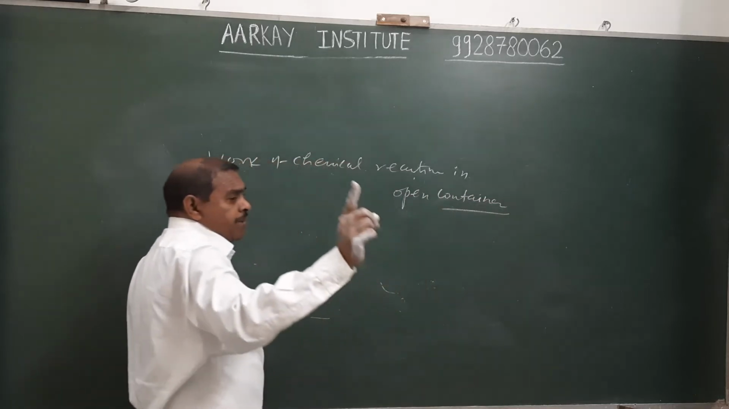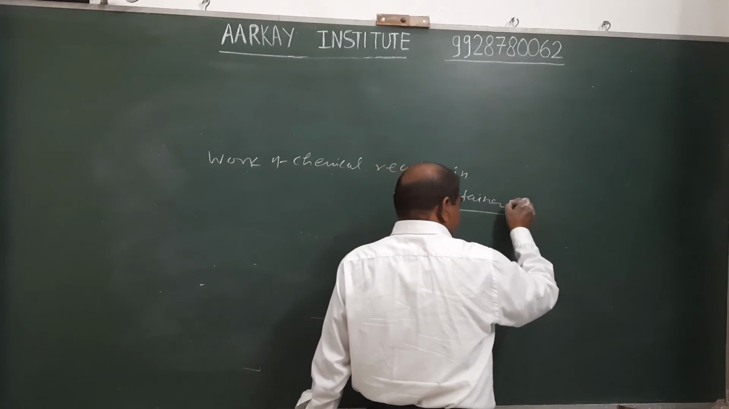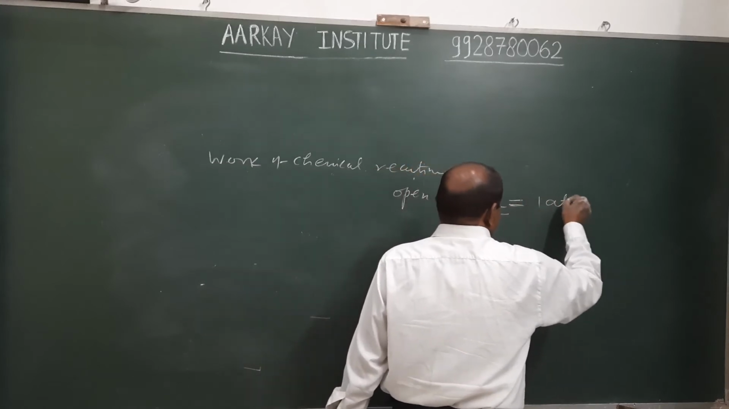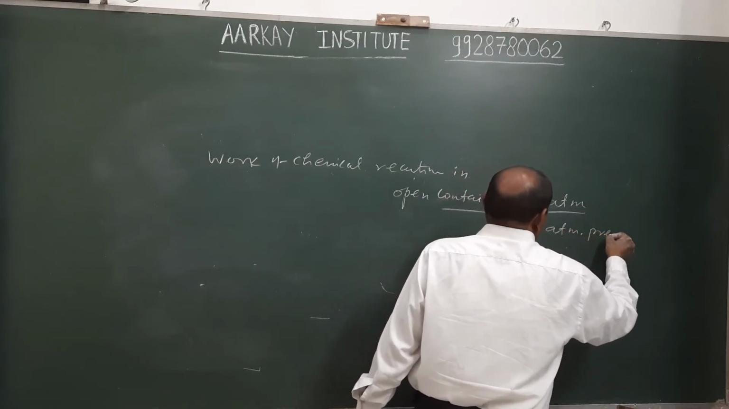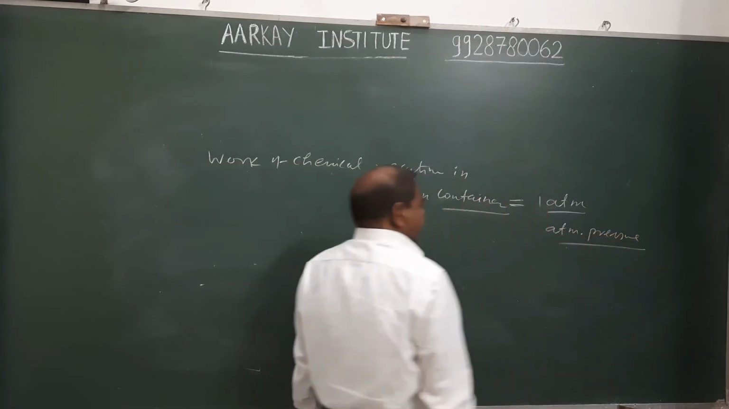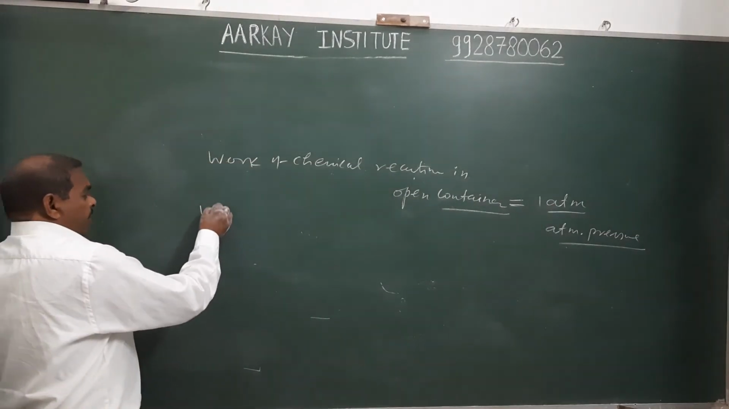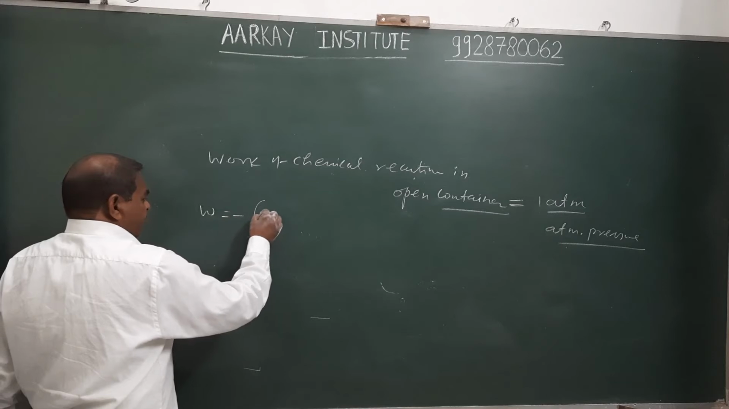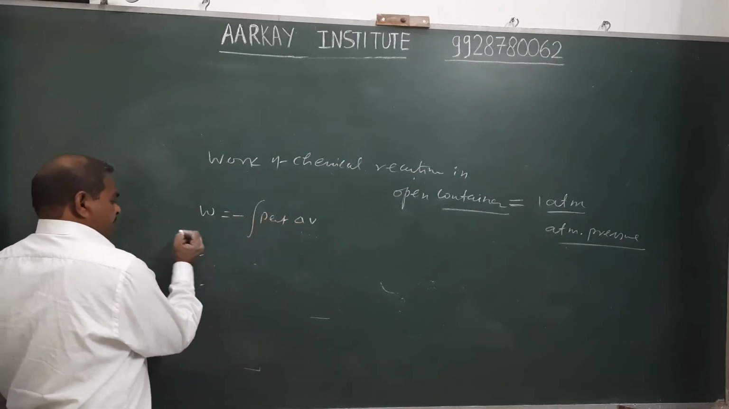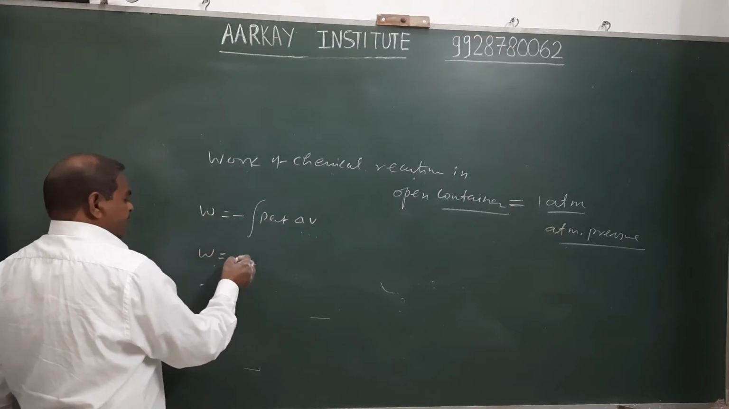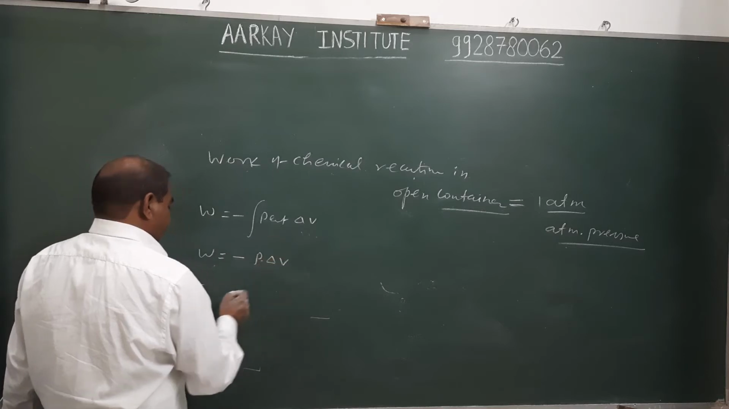Open container means pressure remains constant. If nothing is mentioned, then the pressure of an open container is taken as atmospheric pressure, and it is 1 atm. If nothing is given, then we assume 1 atmospheric pressure. The formula is minus P external times change in volume, where P external is constant.